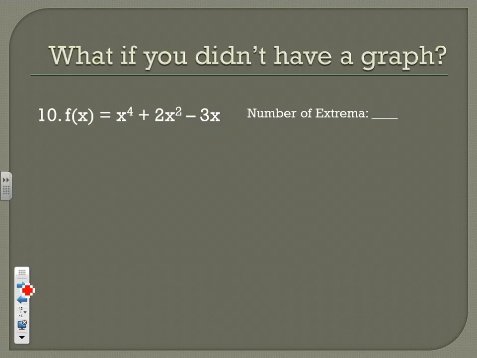Okay? What if we just flat did not have a graph and we had to find the extrema? Well, remember, our other rule said take our degree. So my degree is 4. And if I subtract 1, that means that I'm going to have 3 turns in that graph. And you know, turns is just another word for extrema. So that graph's going to have 3 extrema.